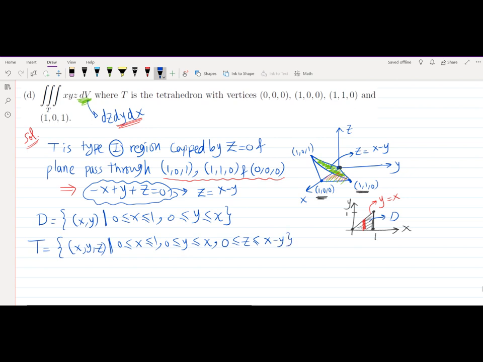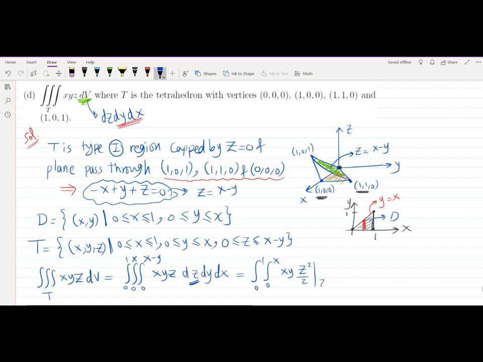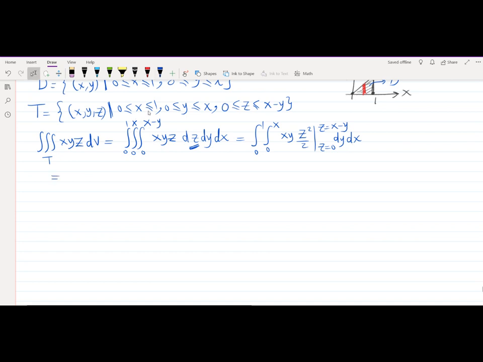Then clearly the triple integral of xyz dV over this tetrahedron will be the triple integral of xyz dz dy dx, where x changes from 0 to 1, y from 0 to x, and z from 0 to x minus y. First of all, we integrate with respect to z, so it will be the integral from 0 to 1, another integral from 0 to x, of xy z squared over 2, and we replace z with 0 and with x minus y, dy dx. After substitution we get the integral from 0 to 1, the integral from 0 to x, of xy over 2 times (x minus y) all squared, dy dx.